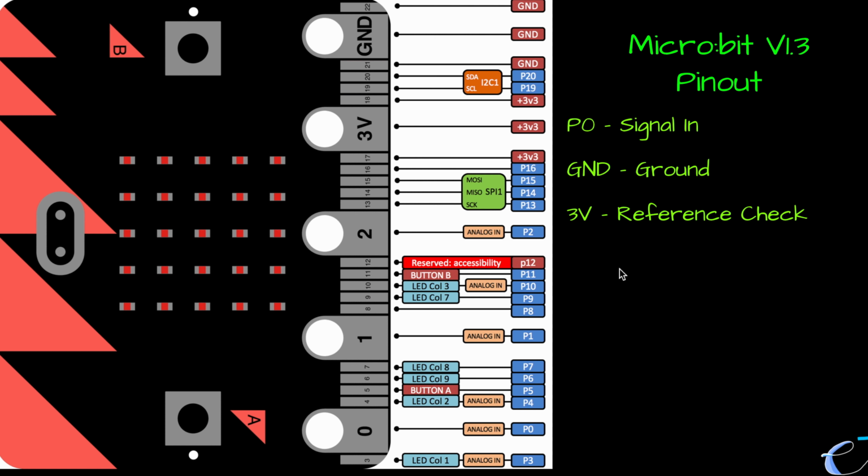Let's go back and have a quick look at the pinout of the microbit. There are three important pins that we are interested in. The P0, which is where we will connect our signal to be measured, the ground, which is going to be the common ground, and the 3 volt reference. Now the 3 volt reference, as we will see, is not necessarily exactly 3 volts. However, the important part is that whenever the signal is equal to whatever the voltage is at the 3 volt pin, the output will be 1023, or the maximum value for a 10-bit resolution.